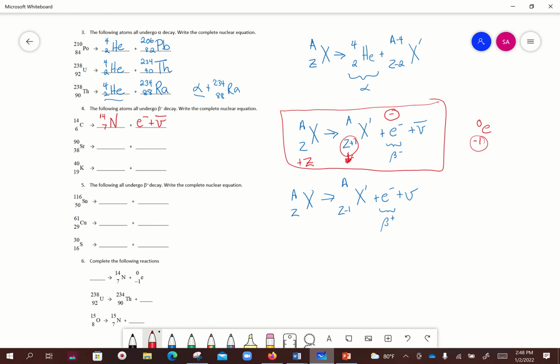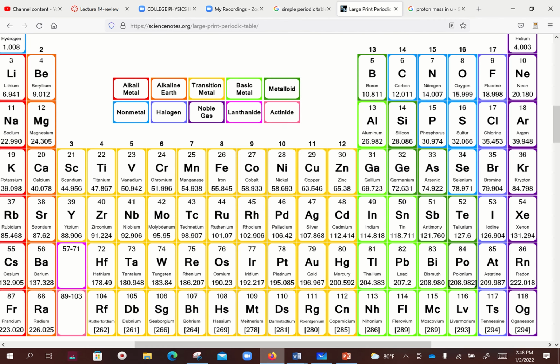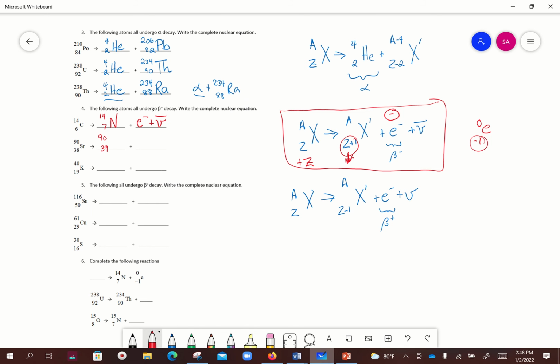All right, how about strontium? So I've got strontium-90, 90,38, so my 90 stays the same. The bottom number goes up by 1, so I go to 39. I jump up 1 in the periodic table, so go back to my periodic table. So I'm going to jump to 39. 39, I go from strontium up to yttrium. So I'm going to go to Y. And again, it gives off an electron and an antineutrino.